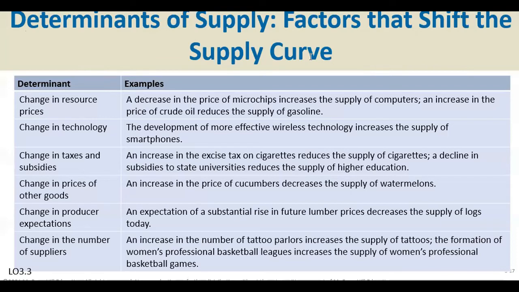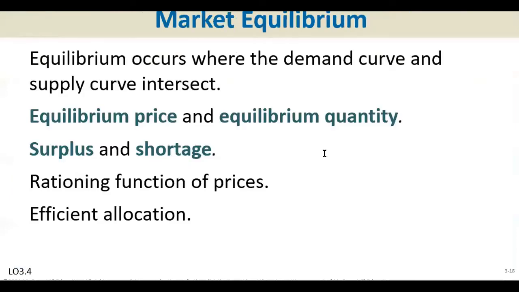The determinants of supply. These are all the factors that shift the supply curve, right? Everything we talk about, again, this table summarizes and gives you the determinants and also an example of each determinant. Now we move to the third concept we want to cover, which is the market equilibrium, right?